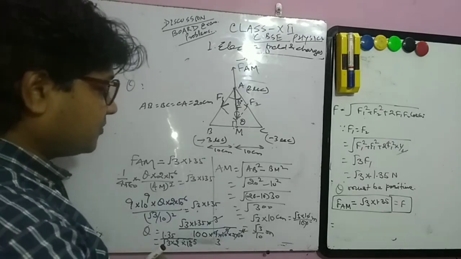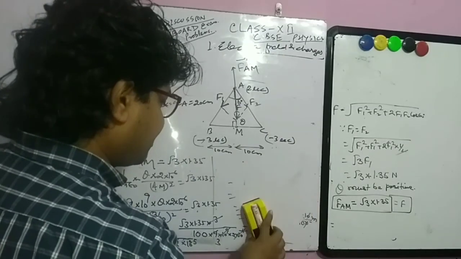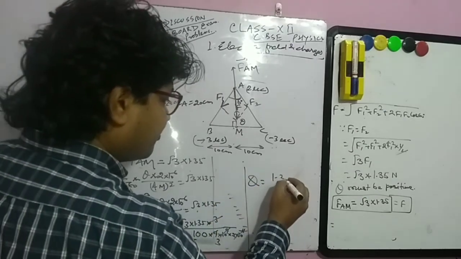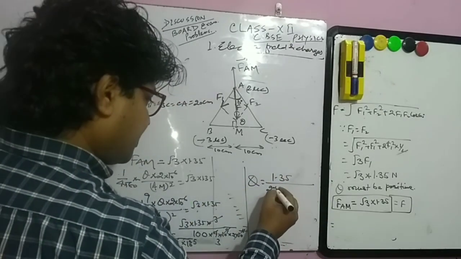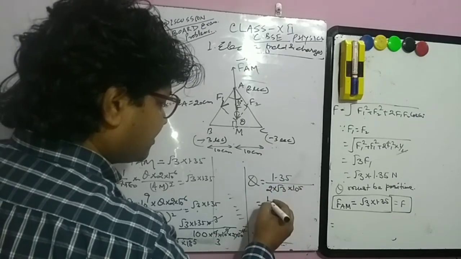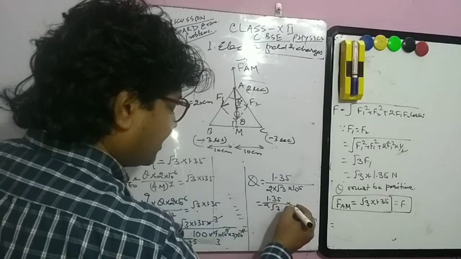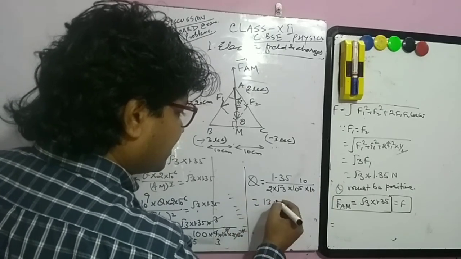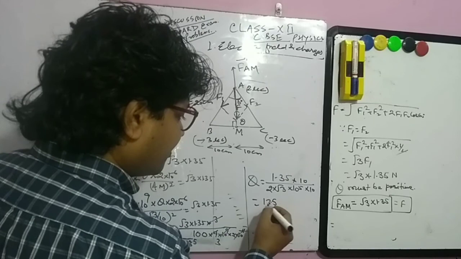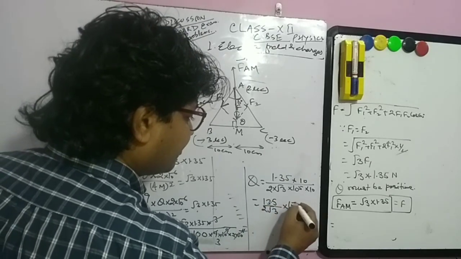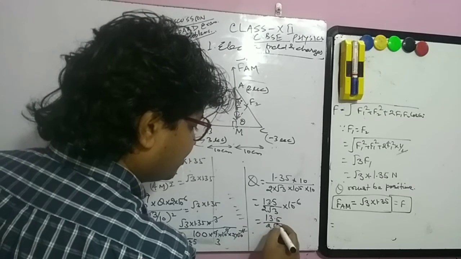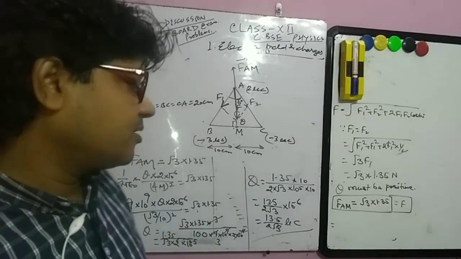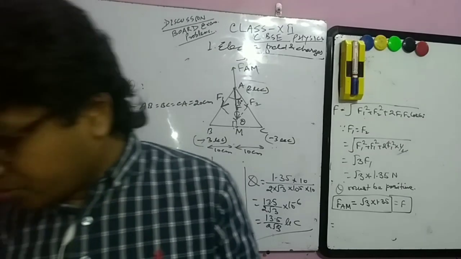Let's remove this value, we have no need of it. So now we can get Q equal to 1.35 divided by 2 into √3 into 10 to the power 5. If we multiply this 1.35 by 10, what will we have? 13.5 divided by 2 √3 into 10 to the power -6, so 13.5 by 2 √3 microcoulomb. This is the value we are getting, the value of Q will be 13.5 divided by 2 √3, right.